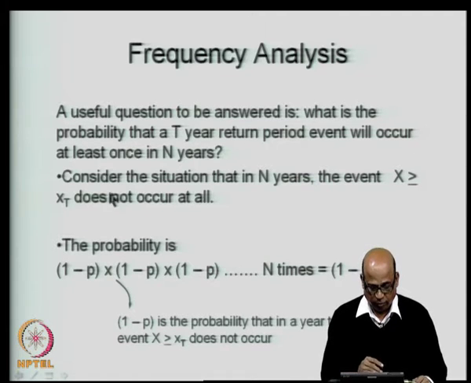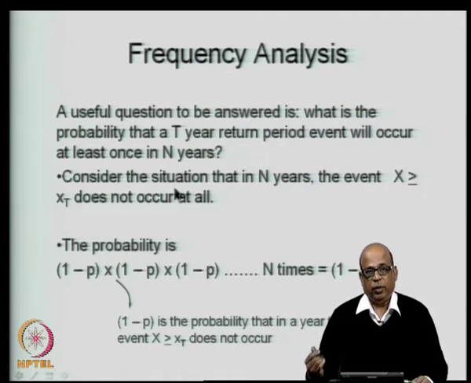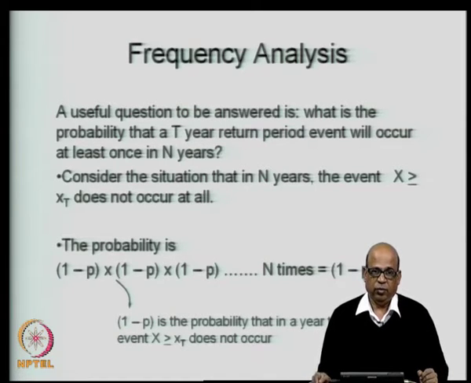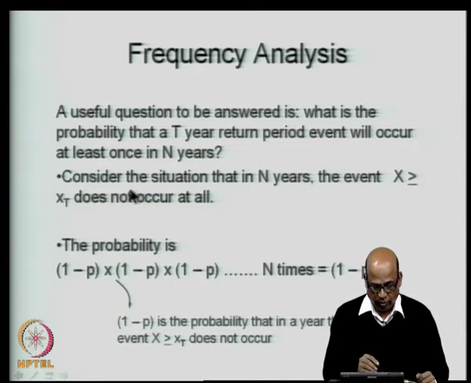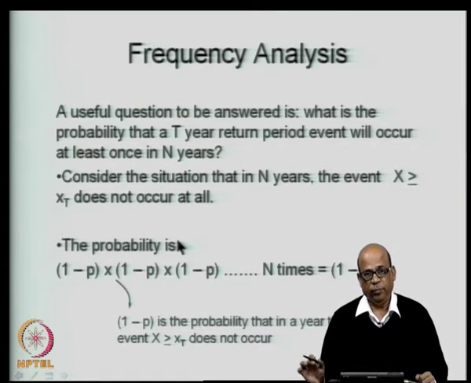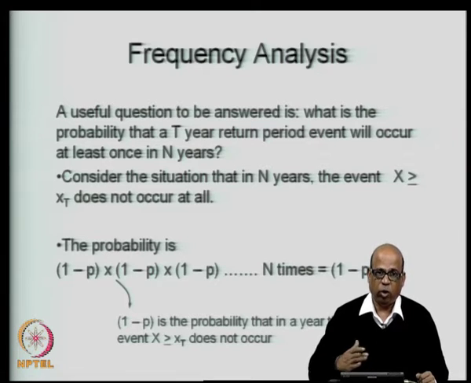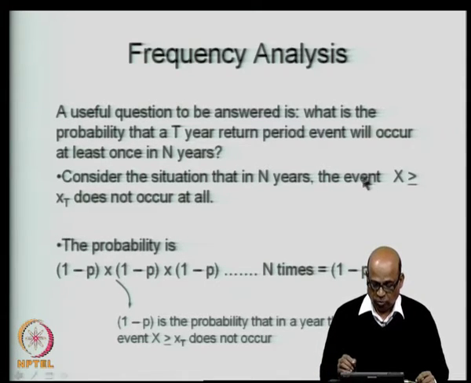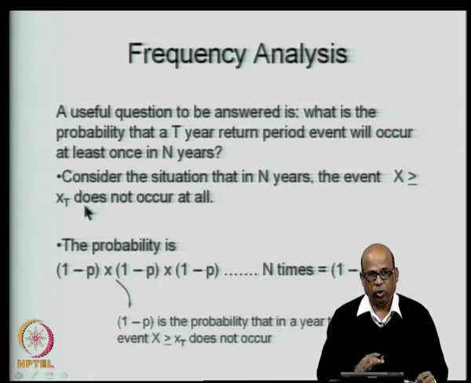So, let us try to answer this question. We will take the complementary event, that means at least once in n years. The complementary event to that is that it never occurs in the n year period. So, we will consider the complementary event that in n years the event X greater than or equal to x_T does not occur at all. If it occurs even once, we are saying that it has occurred at least once, and therefore, it should not occur at all for the event to be complementary. So, we first consider the situation where the event X greater than or equal to x_T does not occur at all in the n year period.